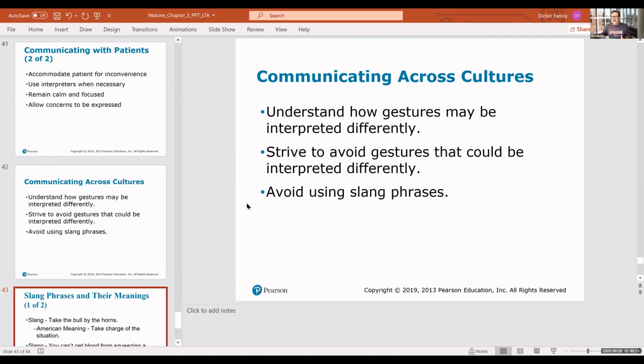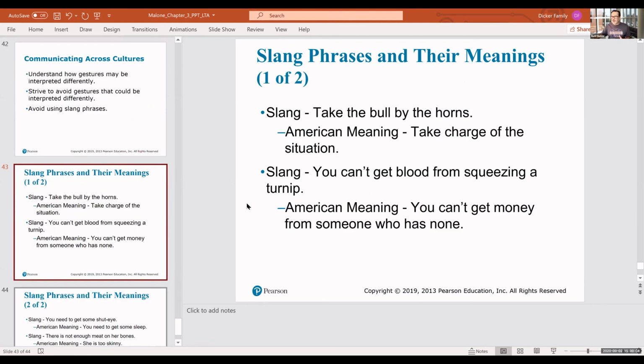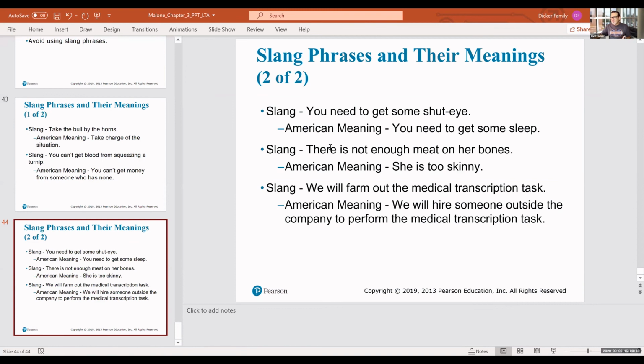So the next two slides actually show a couple of those slang deals, right? Like take the bull by the horns. Well, in America, that means to take charge of a situation, but that may mean something different to somebody else. So be careful with some of these things. And sometimes that can be hard, especially if you have something that's already built into your lexicon, your way of talking or your speech patterns. You may have something that's very American that may not come across well to somebody from Asia, or somebody from a foreign-speaking country. So be careful with that.